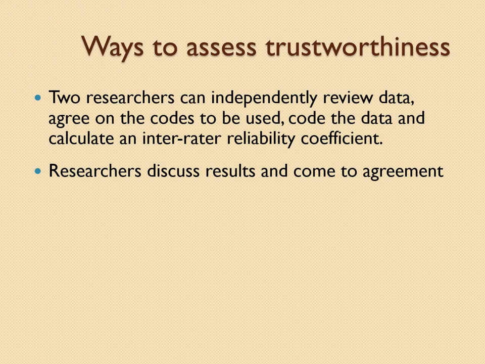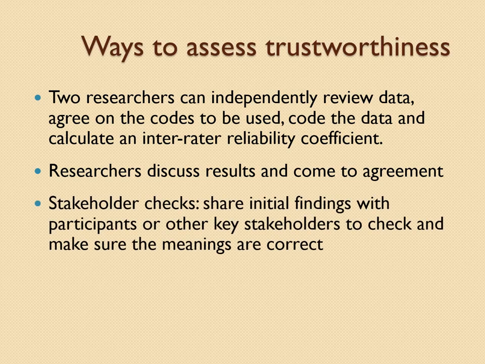There are different ways to establish trustworthiness of qualitative data. Two researchers can independently review data, agree on the codes to be used, and then code the data and calculate an inter-rater reliability coefficient. More typically, two researchers will review transcripts and then discuss their ideas about the themes and discrepancies in their ideas. Differences are discussed until agreement on the themes is reached. In addition, researchers will often share preliminary findings with participants or other key stakeholders to check and make sure that the meanings the researchers have developed are correct.